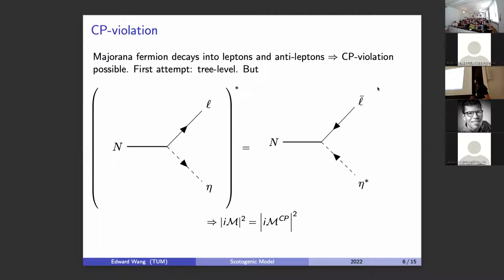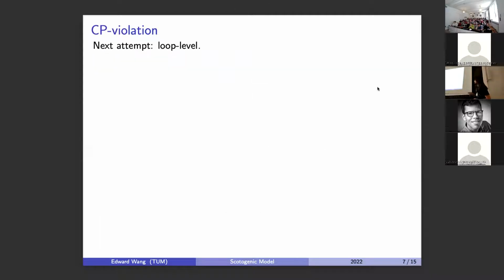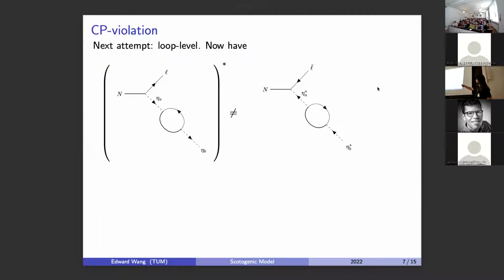So we have to go one step further, namely at one loop level. At one loop level, what we get is this kind of diagram where we insert a lepton loop in the scalar propagator. And now, if we take the CP transform of it, we not only have to complex conjugate the Yukawa couplings, but we also have this internal loop, these internal propagators that we need to CP transform.